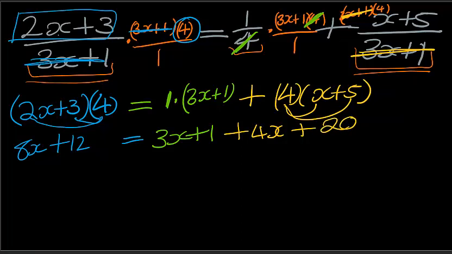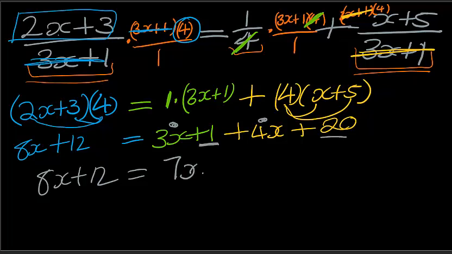Okay, so on the left hand side, everything stays the same. I have 8x plus 12. And on the right hand side, I'm going to add like terms. So 3x plus 4x is 7x. And 1 plus 20 is 21.